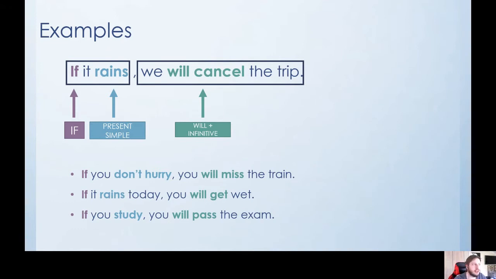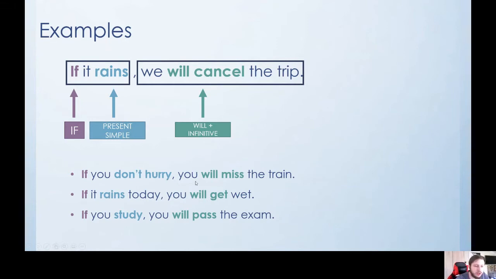So this isn't like a basic general fact, like with zero conditional. We're speculating about the future. Okay, we're saying something that is probably going to happen. If it rains, we will most probably cancel the trip. Okay, there is a high chance that we will cancel the trip because we need sunny weather for this trip. And if it rains, we can't go. Okay, let's look at some other examples.